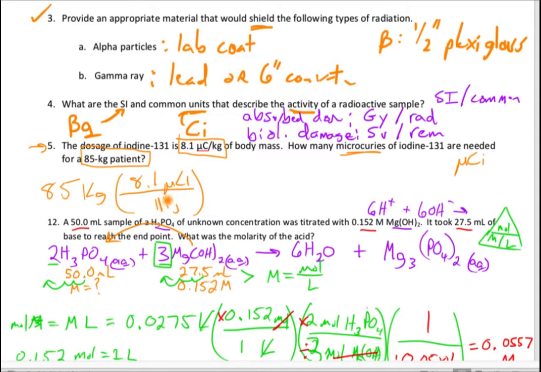So we have the 8.1 microcurie per 1 kilogram body mass, and notice that the reason why this works is because by multiplying the 2 together, kilograms divided by kilograms get canceled out. And so the dimensional analysis is telling us that we're doing the math correctly when we wind up with just our 1 unit of interest, which in this case, if we do the calculation, we get 688.5 microcurie.